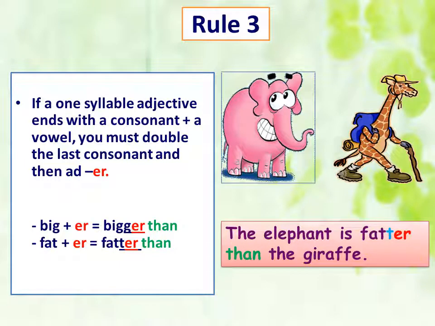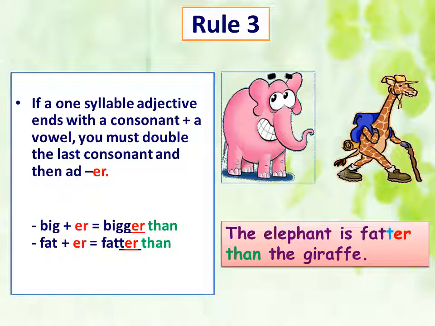Okay, rule number 3، if a one syllable adjective ends with a consonant plus vowel plus consonant، يعني adjective كتكون syllable واحد ولكن كينتهي ب consonant، so you must double the last consonant and then add er، يعني قبل ما نزيدو er we double the last consonant. So big, it is consonant vowel consonant، so it becomes bigger but we double the g، يعني كندبلو g. So bigger than. Fat, fatter than. Example: the elephant is fatter than the giraffe.